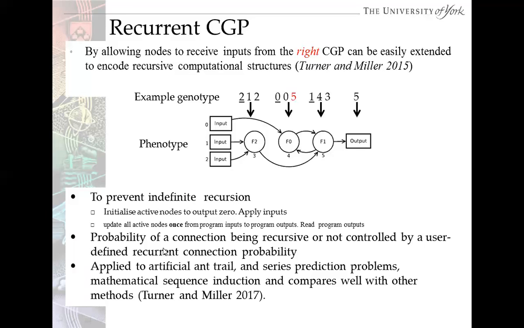Recurrent CGP also has a controllable probability of a connection being recursive, and we call that the recurrent connection probability. So you can actually choose to have graphs with only a certain level of recurrency. This form of CGP was applied to a couple of problems: artificial ant trail, series prediction problems, and mathematical sequence induction. And it found results that compare very well with other methods.